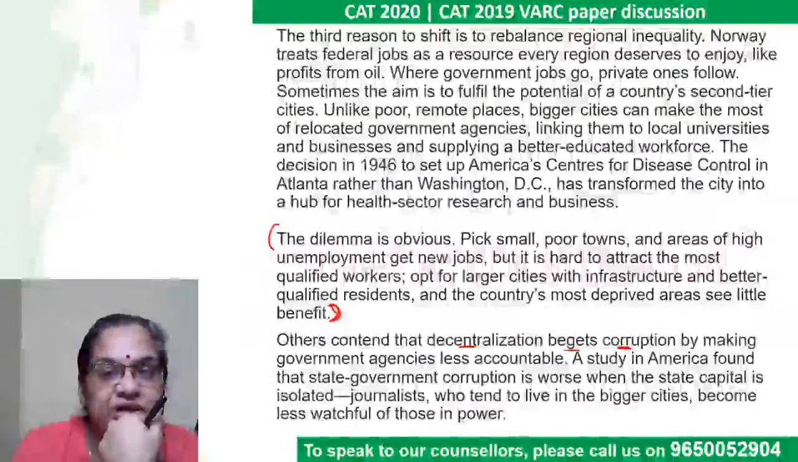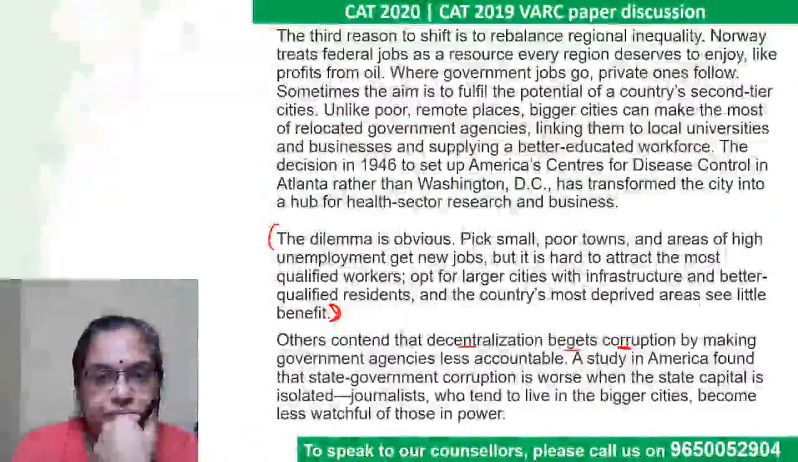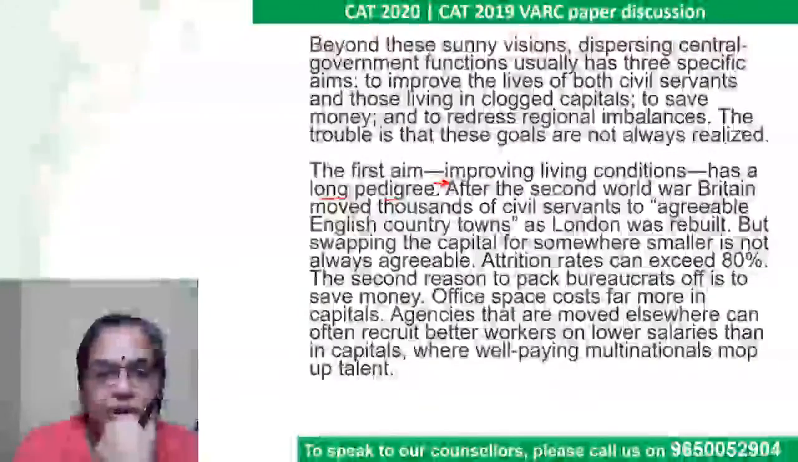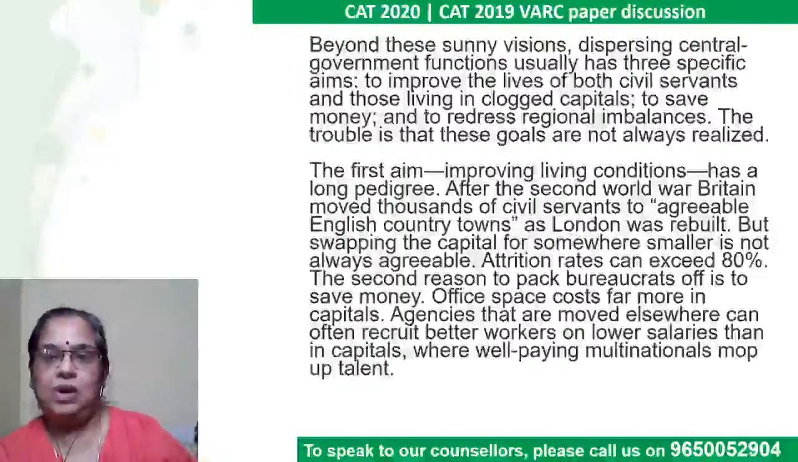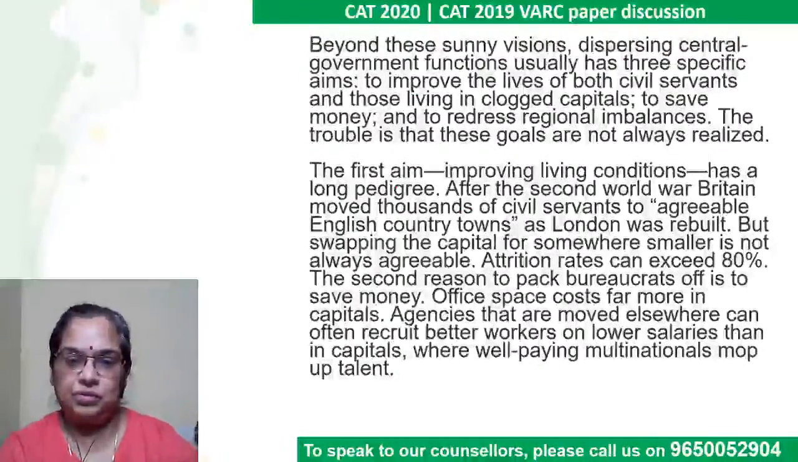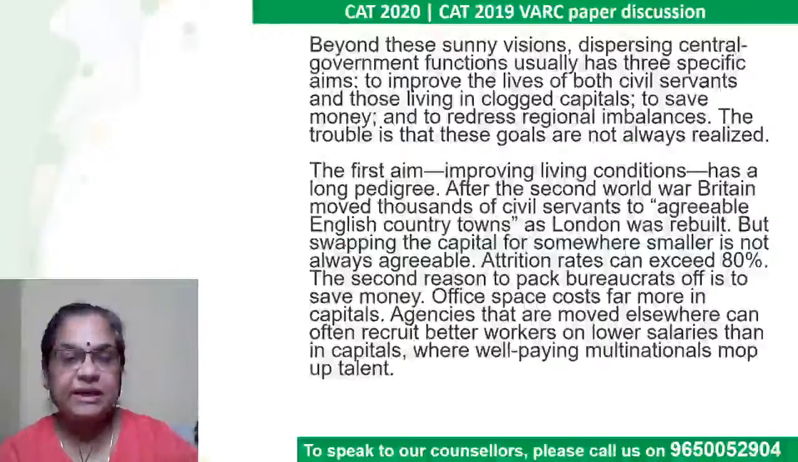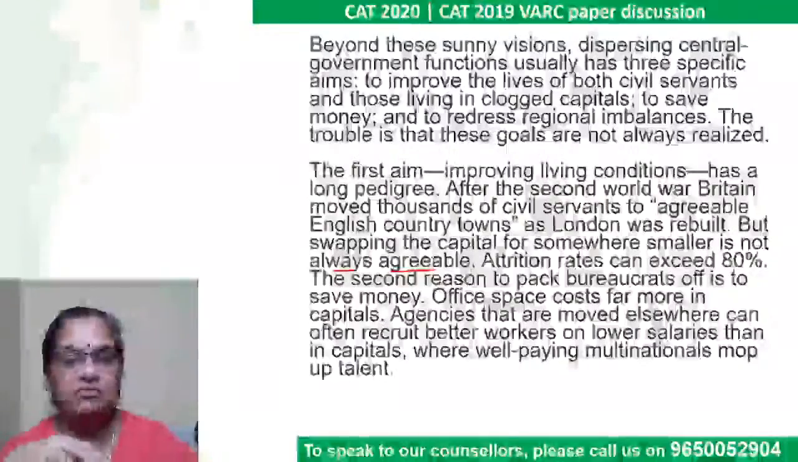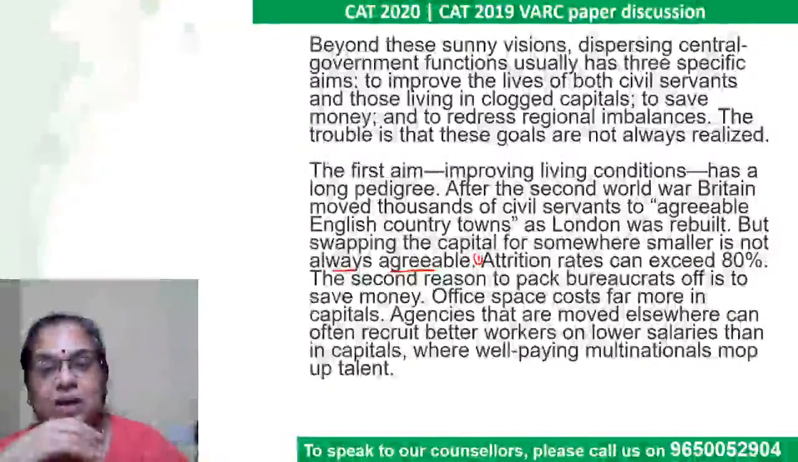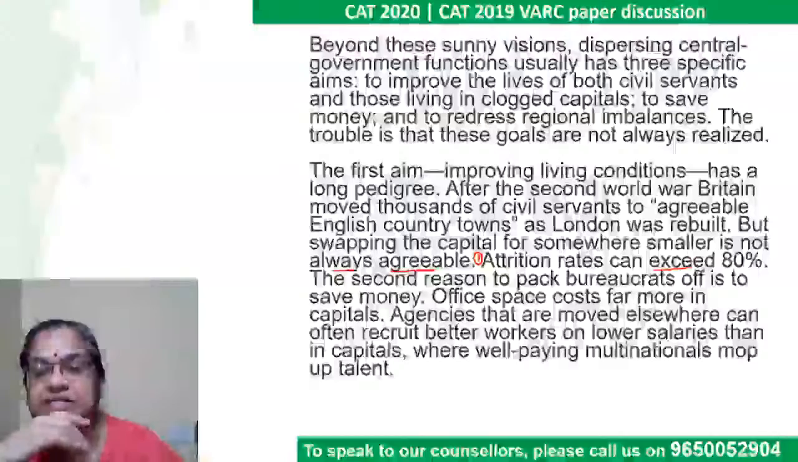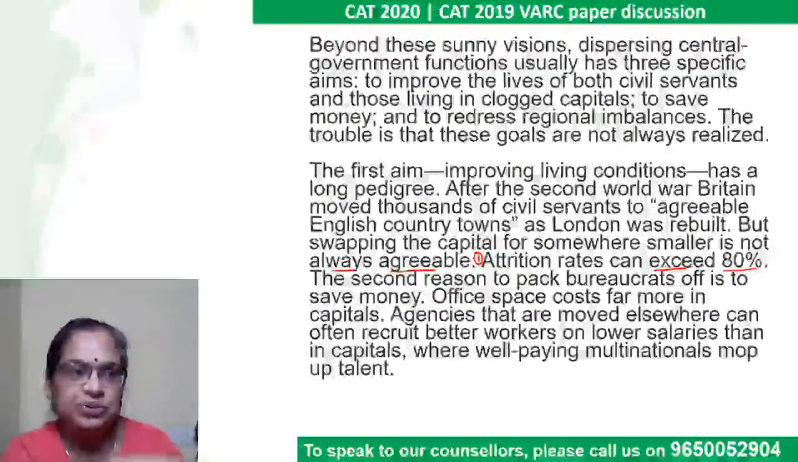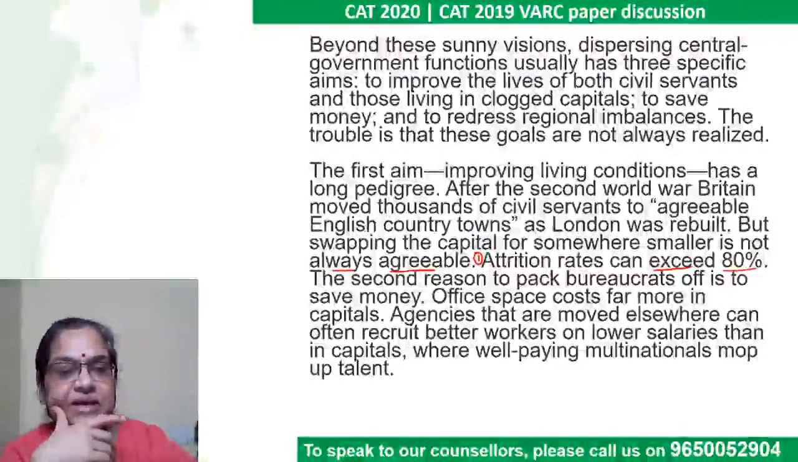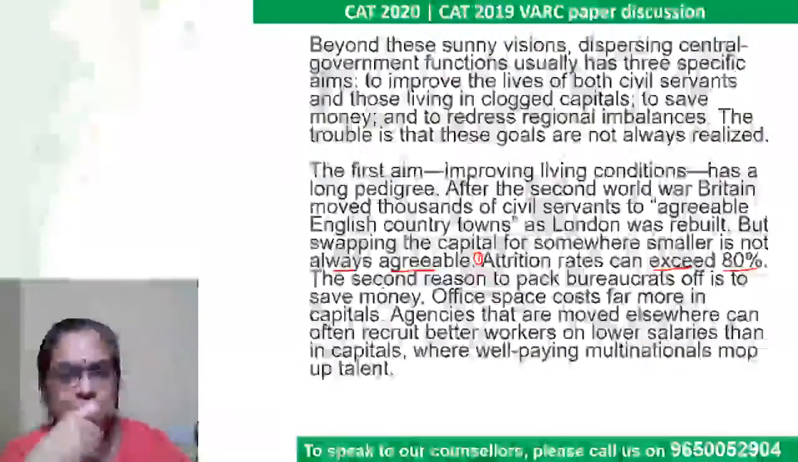Okay, Shrija has already given an answer. But swapping the capital for somewhere smaller is not always agreeable. Why is it not agreeable? Number 1, attrition rates can exceed 80%. Attrition rates means people will leave the job. When you ask them to move to a smaller place, people will lose the job. So attrition is one reason.